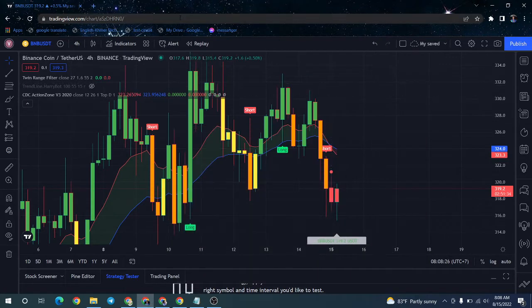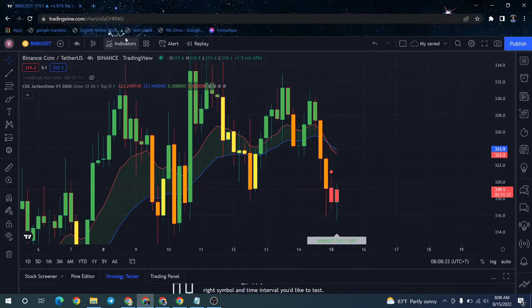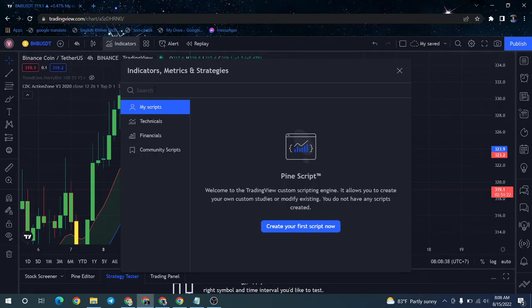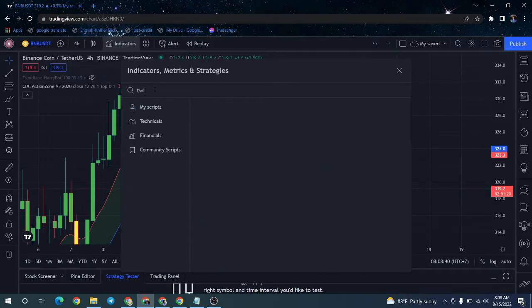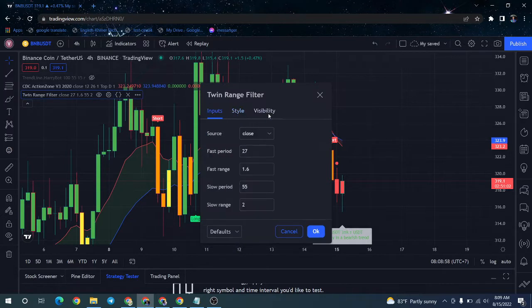So you go to TradingView. For example, I haven't added this yet. Go up here, click on Indicator, type the words Twin Range. You see here on the top, Twin Range Filter, click on it. Okay, well done. I already added it here, so do not change anything, remember.